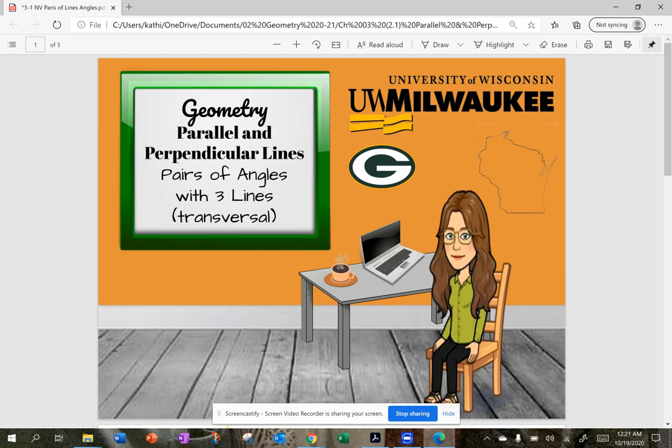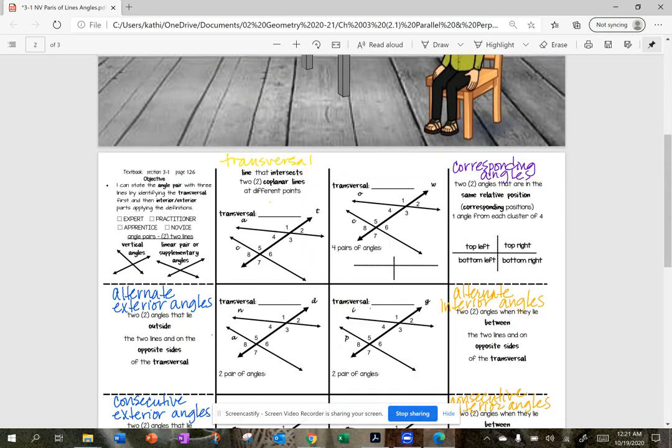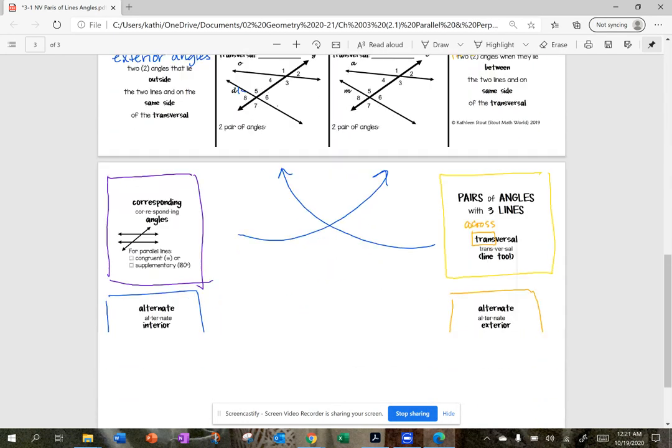Today's lesson is pairs of angles with 3 lines. This is where we're going to be starting to talk about a transversal. I'm going to pre-teach the vocabulary with a foldable.